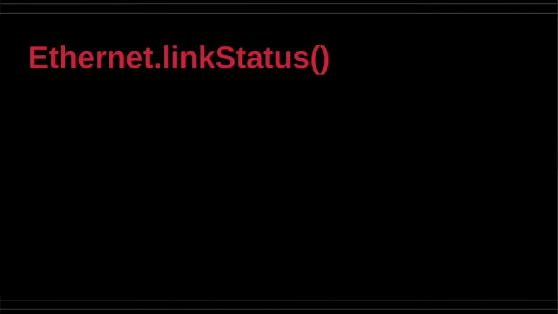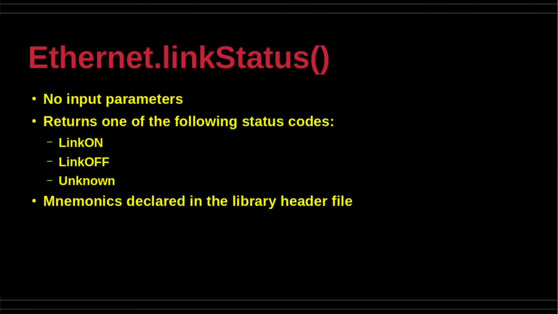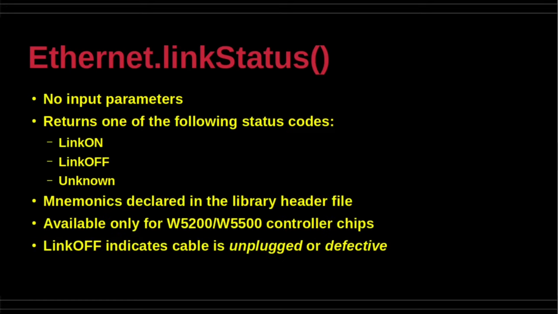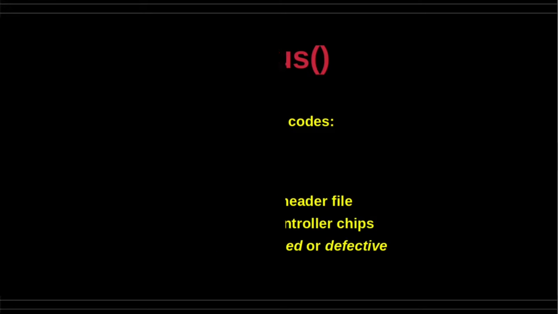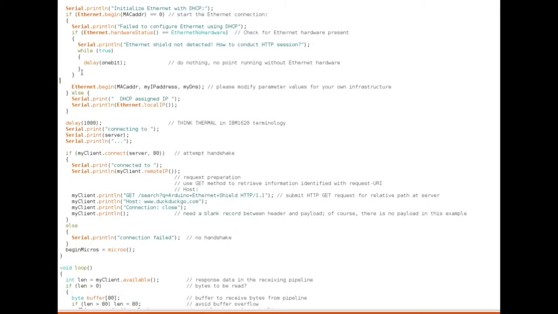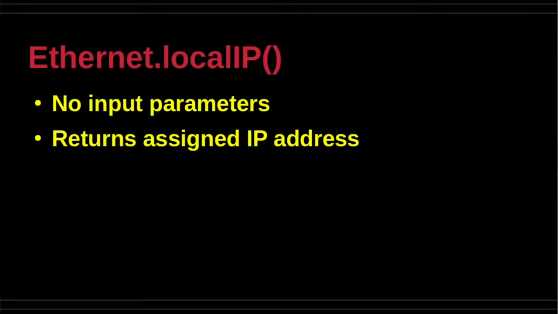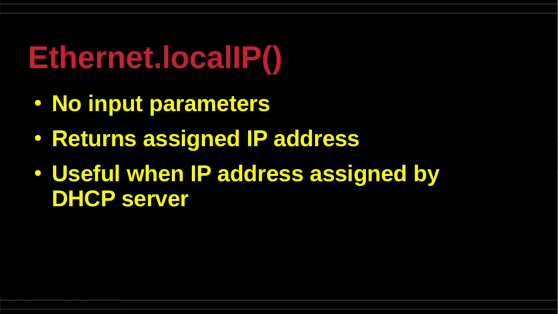The link status method is usable only for W5200 and W5500 controller chips to determine whether the cable is connected or disconnected, in other words, unplugged or defective. Naturally, this method is very useful in what is known as defensive programming. The local IP method is very useful to obtain the IP address accepted by the DHCP client.